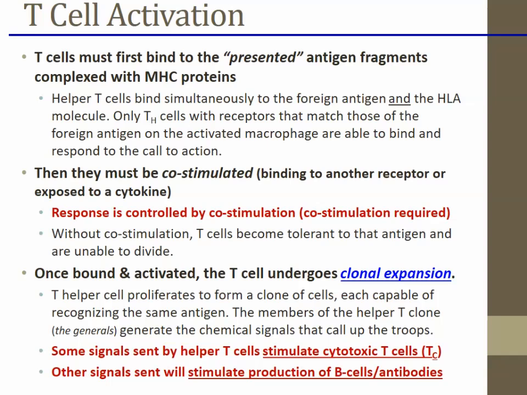Some signals will stimulate cytotoxic T cells, like what we saw in that video just now. Other signals will stimulate production of B cells, which will then turn into what? Plasma cells, which will then turn into releasing antibodies. There you go. So, man, this slide in the red, in the black bold, a good, nice little summary of what to expect.